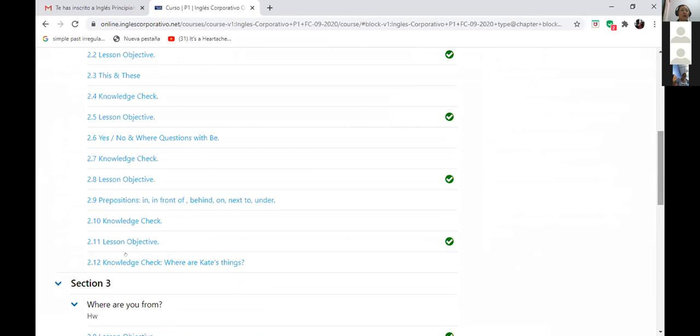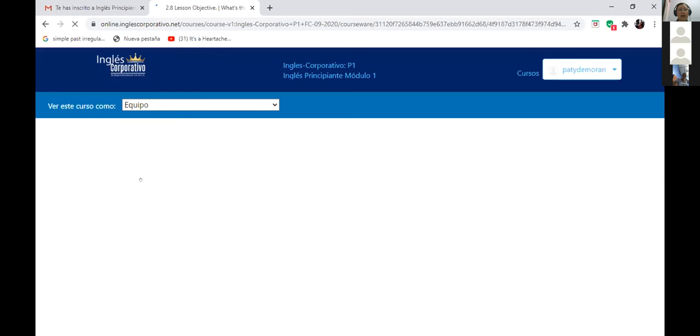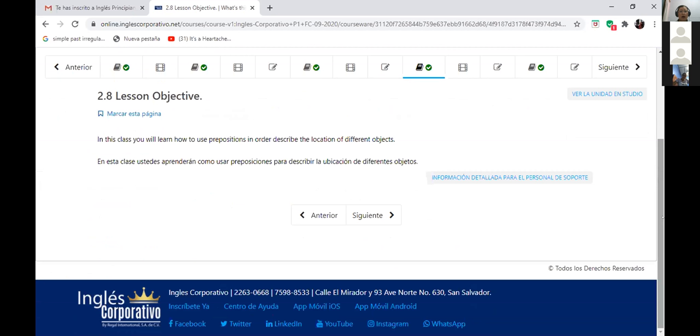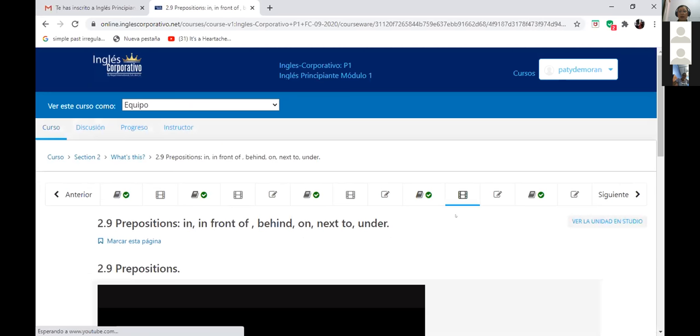No, it's not 2.12, it's not 2.10, maybe 2.8. Let me check. Knowledge check. Let's see what happened there. I don't remember. The location of different objects and then prepositions.